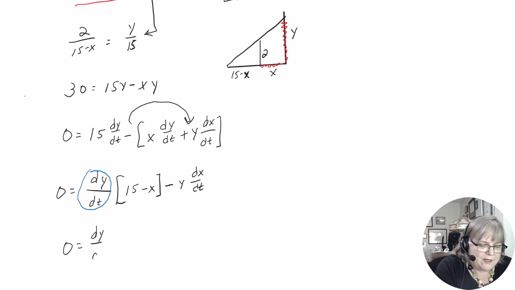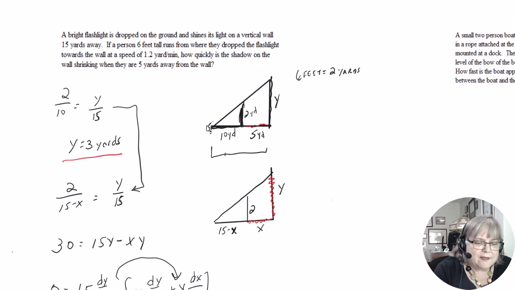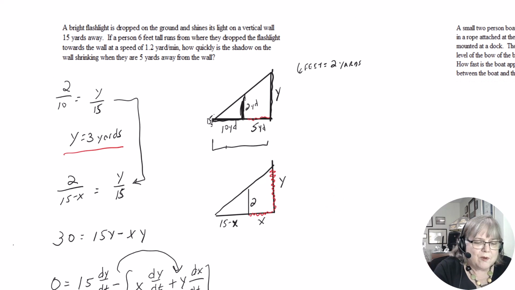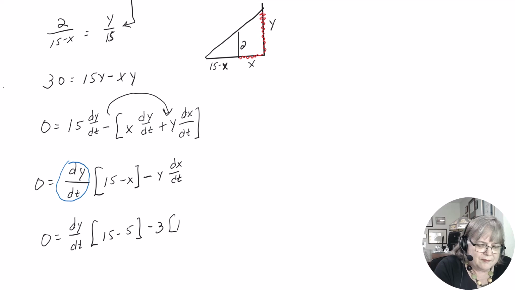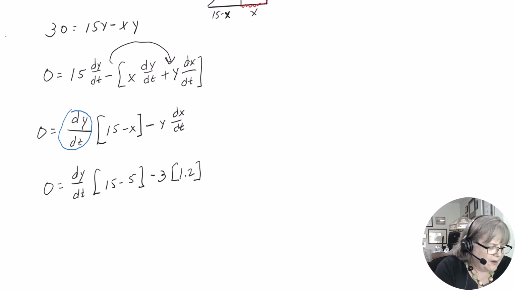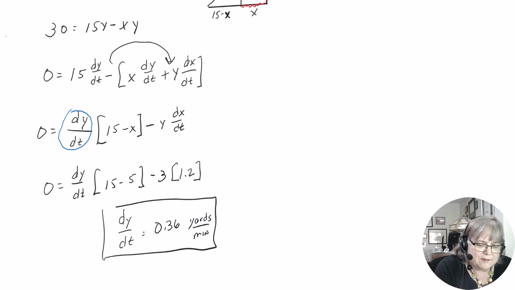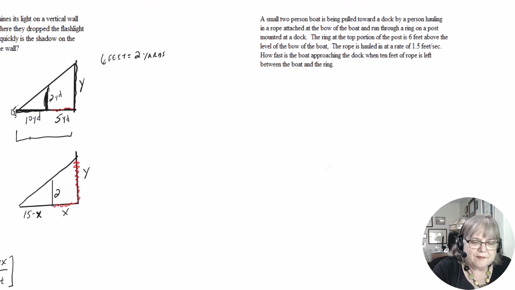So dy/dt is 15 minus x, which is 5, minus y, which is 3, times dx/dt, which they said he runs, or she runs, at 1.2 yards per minute. And when you solve this out, dy/dt equals 0.36 yards per minute. Okay, one more.